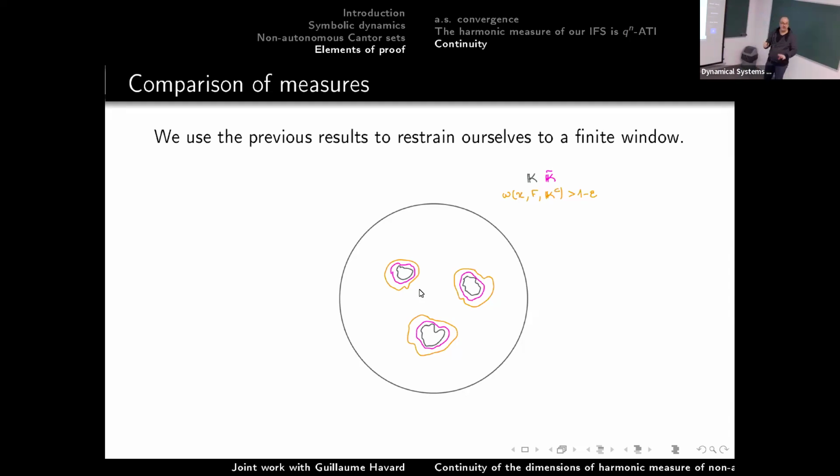Now we're speaking about just harmonic measures. So what I am doing in this slide, I will just give you a sketch of the proof of the fact that when you have two non-autonomous IFS that are close, harmonic measures will be close, dimension close. Sorry, they will be close.